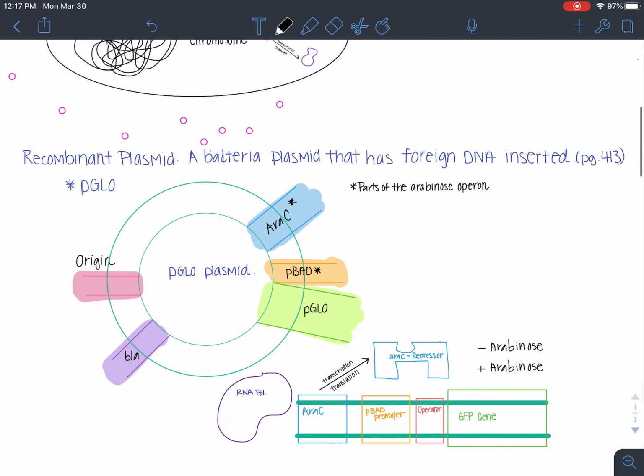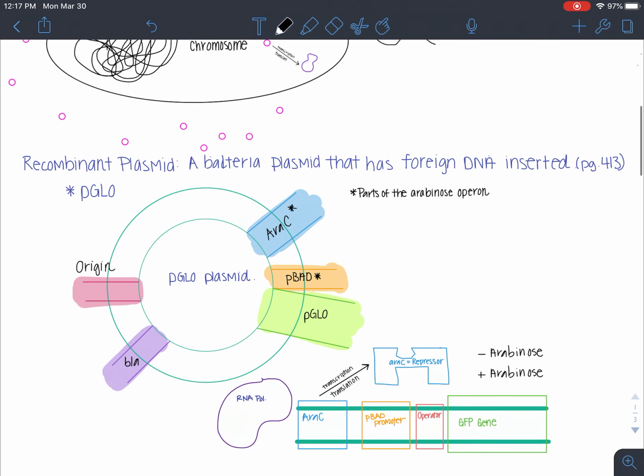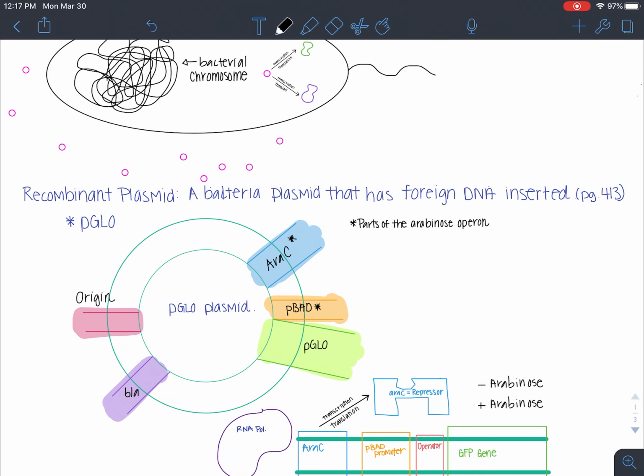So what does our plasmid actually look like? Well, we're not using the same kind of plasmid that we sometimes find in our bacterial cells. We're using recombinant plasmids, and those are going to be plasmids that we have actually modified and inserted foreign DNA into. I'm not going to talk about how we insert that. We do use restriction enzymes. That is on page 413 of your textbook. You should review that process.